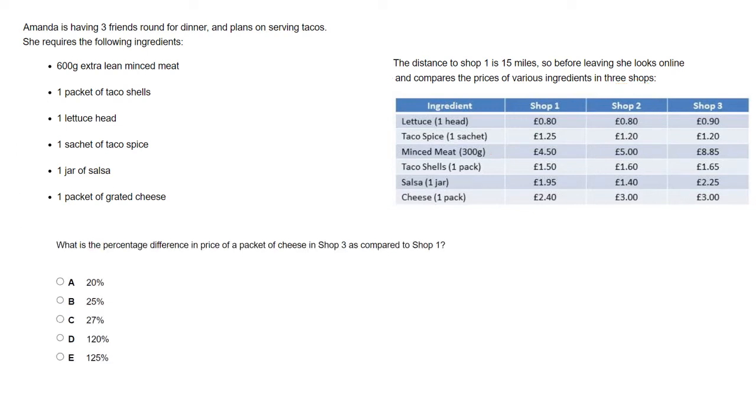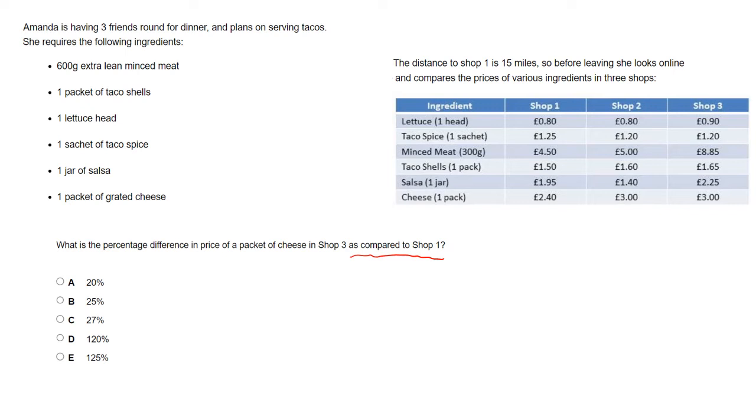Right, next one, percentage difference in price of a packet of cheese in shop 3 as compared to shop 1. So when you have percentage difference questions, it's important to be clear from the wording which one is your reference shop that you're calculating the percentage with respect to. And because it says as compared to shop 1, it means the shop 1 price is the reference, and you work out what the price difference is as a percentage of the price in shop 1. So make sure that that wording says that to you. That means that you work out what the price difference is and you calculate it as a percentage of the price in shop 1, because that's what you're comparing to.